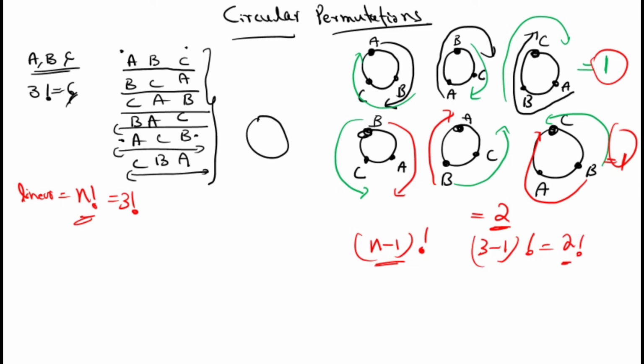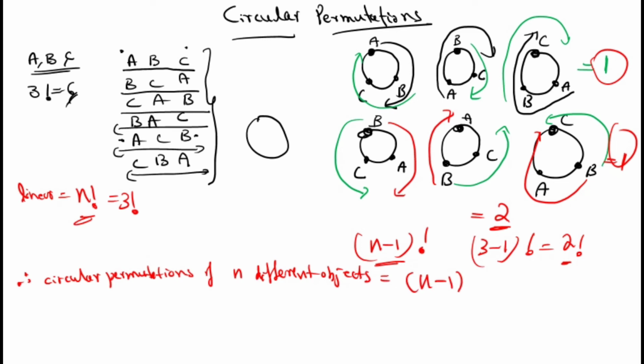By this observation, you can say that the circular permutation of n different objects is equal to n minus 1 factorial. This is the formula for circular permutation. Whenever circular permutations come, you need to write the number of permutations is equal to n minus 1 factorial.